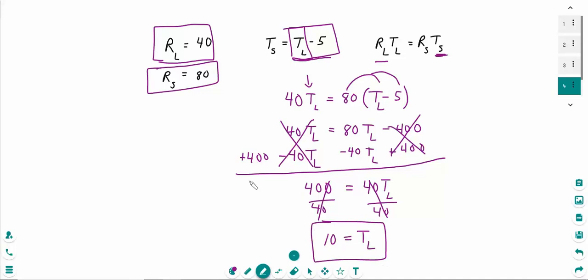Now, what do we not know still? We still don't know what t sub s is. It's the only other variable, but we do know that it's t sub l minus 5. So we're going to plug that in. So we have t sub s is equal to t sub l, which now we know is a 10, and we'll subtract the 5 from that. And we end up with t sub s is equal to 5. So at this point, we've got all 4 of our variables and their respective values. All right, very good.